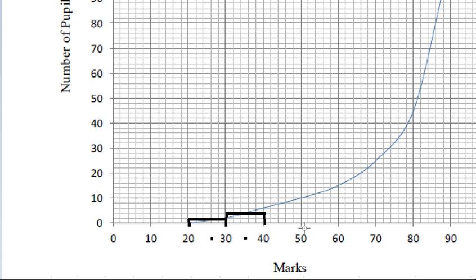Between 40 and 50, the ogive goes up to 10, which means the frequency in this category will also be 4. So this bar will be the same as the previous bar in terms of its height.